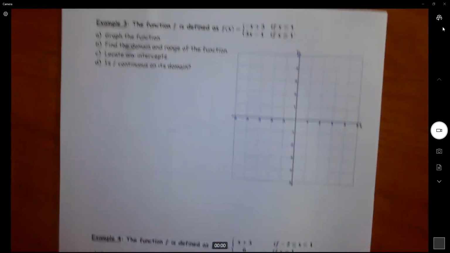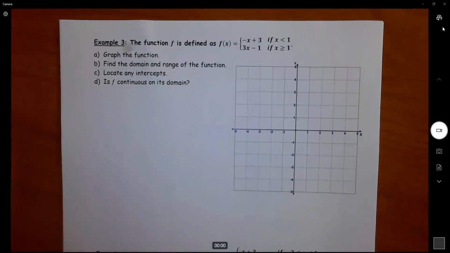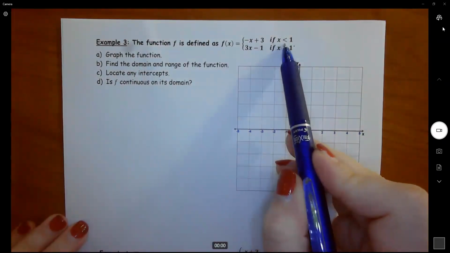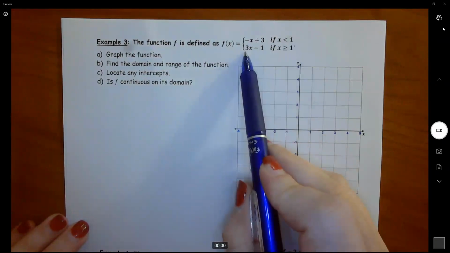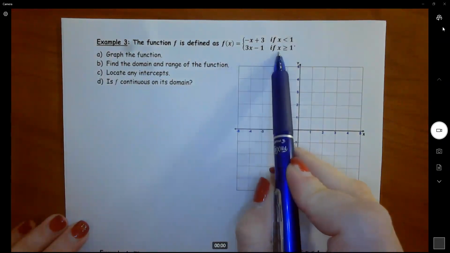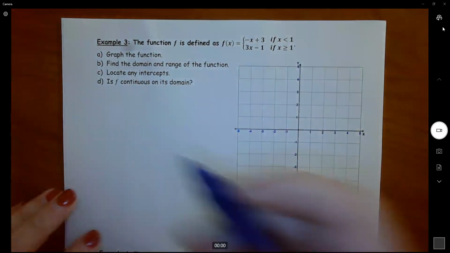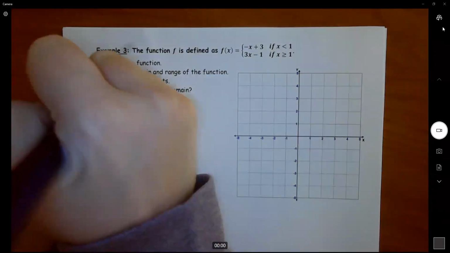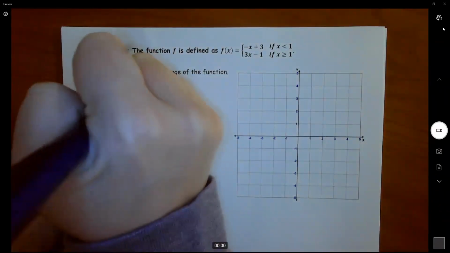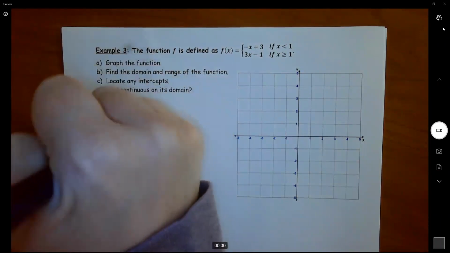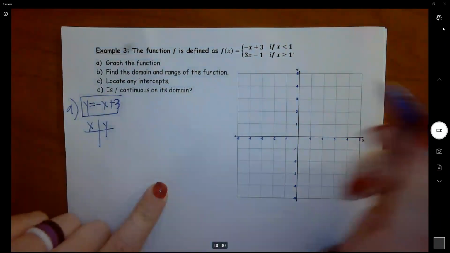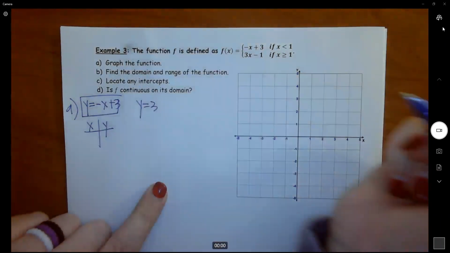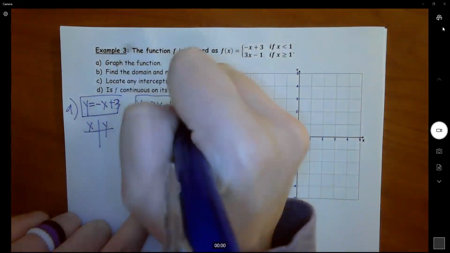Let's try another example. Example 3, we have a function and it's defined as negative x plus 3 if x is less than 1, and 3x minus 1 if x is greater than or equal to 1. So let's graph. My first equation is y equals negative x plus 3. And my second one is y equals 3x minus 1.